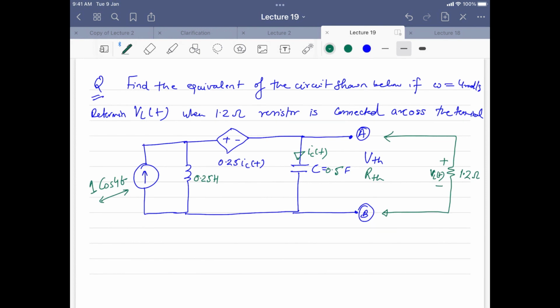Sir, is RTH 0? No, not 0. RTH is not 0. Sir, RTH is equal to minus 0.047 J? No, it's not that. Sir, VTH is 4 by 5 plus J 4 by 10. Can you express that in polar format?